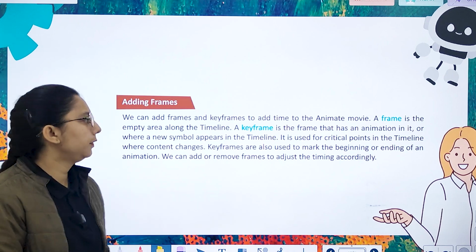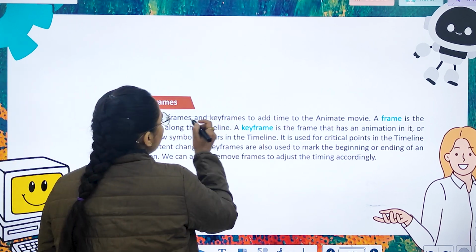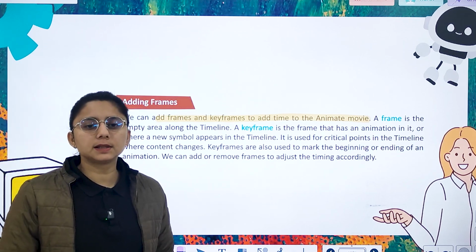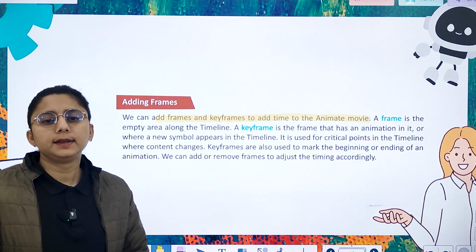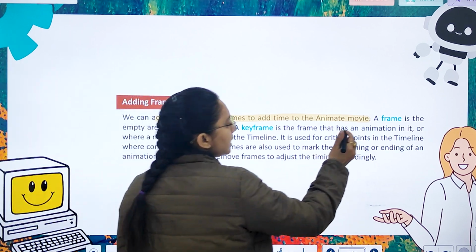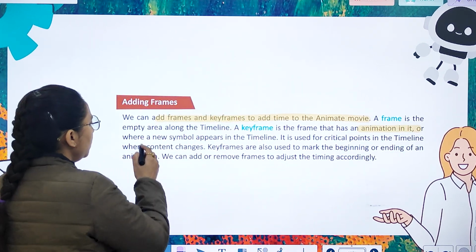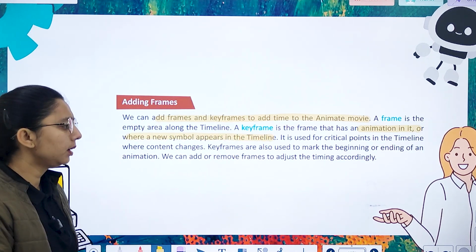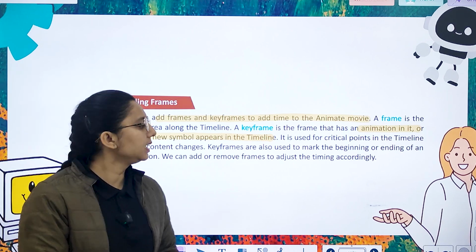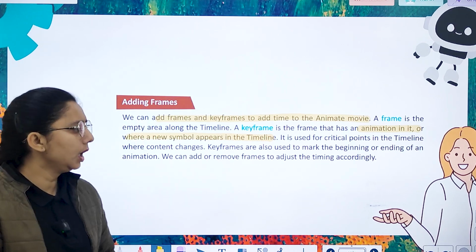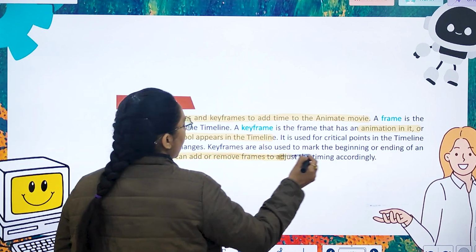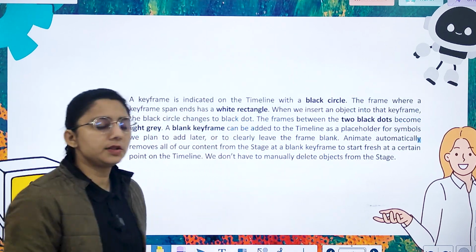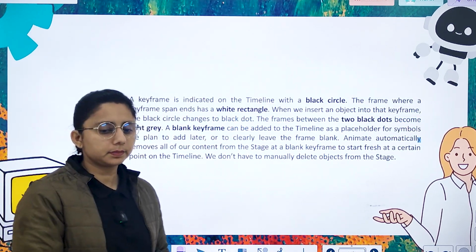Next topic is adding frames. We can add frames and keyframes to add time to animate a movie. A frame is an empty area along the timeline. Then we have the keyframe. It is a frame that has an animation in it or where a new symbol appears in the timeline. It is used for critical points in the timeline where content changes. Keyframes are also used to mark the beginning or ending of an animation, and we can add or remove frames to adjust the timing accordingly. You can adjust your time according to your wish.